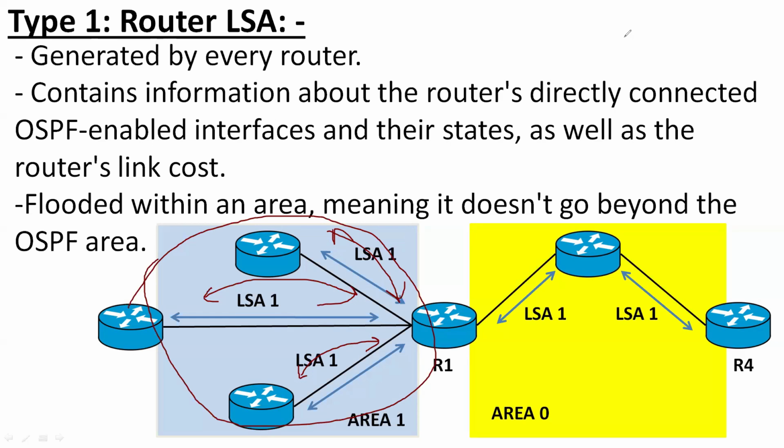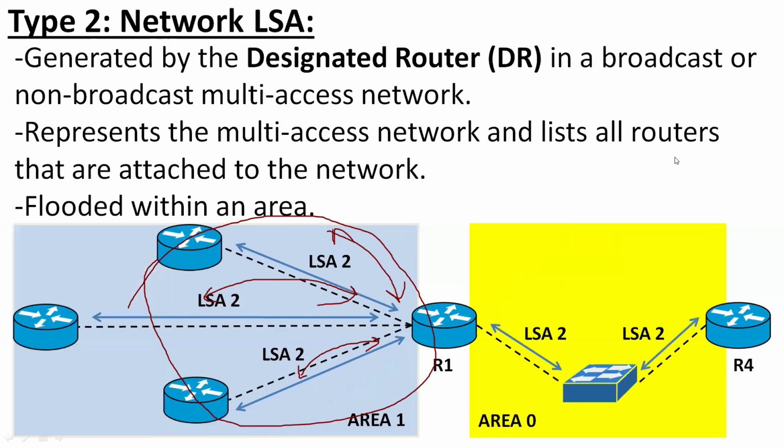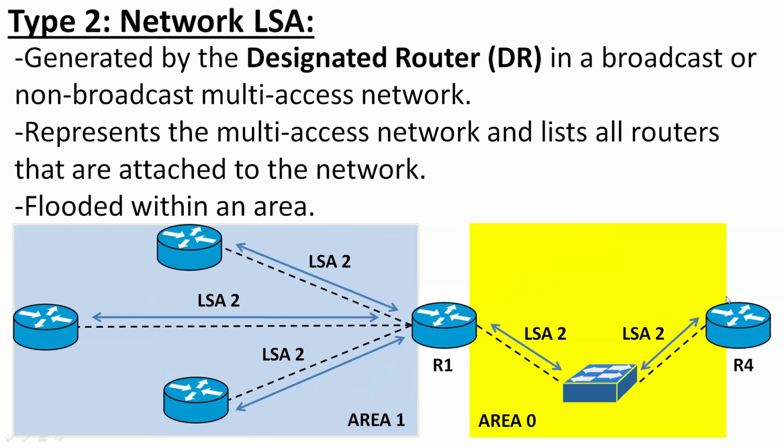Where is the second one? Network LSA. Here, when there is a point to point link, and the link is connected with an Ethernet link, the designated router broadcasts the LSA type 2. So when there is an election of DR and BDR, in that case, the network LSA will be forwarded.